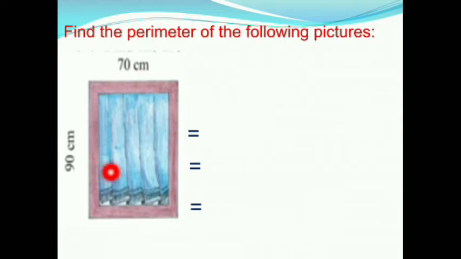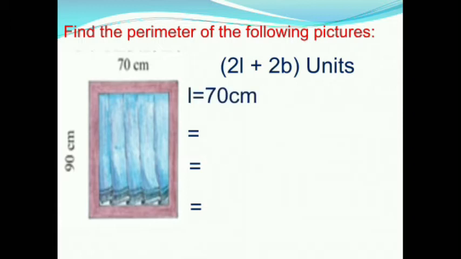Children, see this picture. This picture is in which shape? Yes, this is rectangular shape. What formula we can use to find out the perimeter of a rectangle? Yes, it is 2L plus 2B units. L equals to 70 centimeter. B equals to 90 centimeter. Now we should multiply length and breadth by 2 and add it. Now we should solve this.